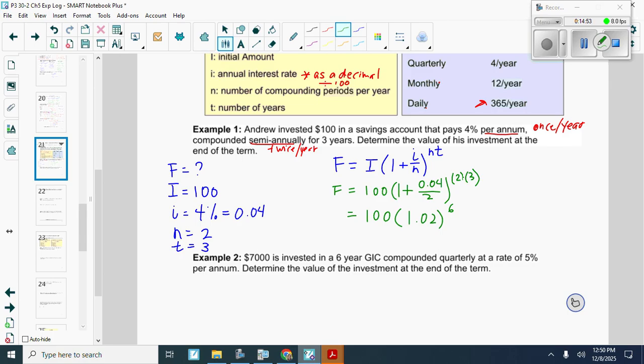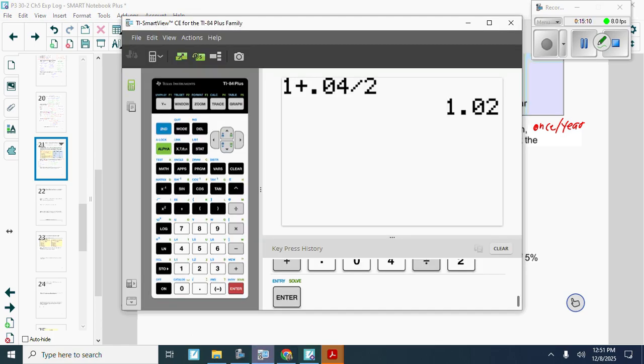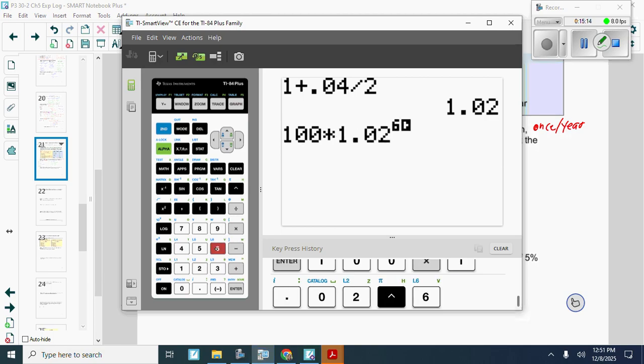So if you break it up a little bit just to clean it up, then when you put it into your calculator, we won't have any issues with fractions or weird exponents or anything like that. So this we're just going to evaluate. You're going to put that into your calculator. So 100 times 1.02 to the exponent 6. Okay, just like that.